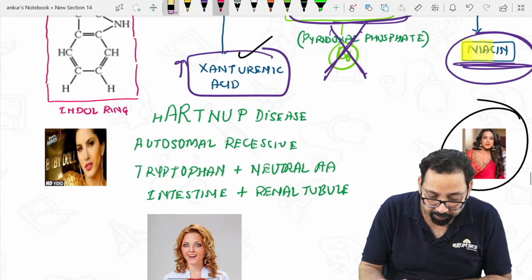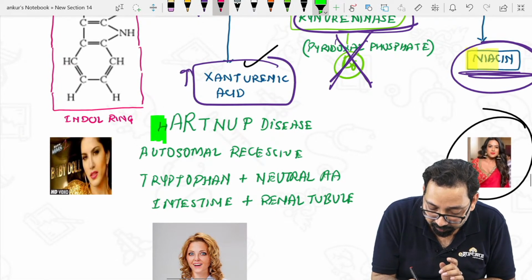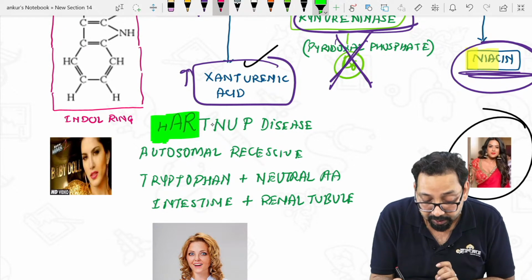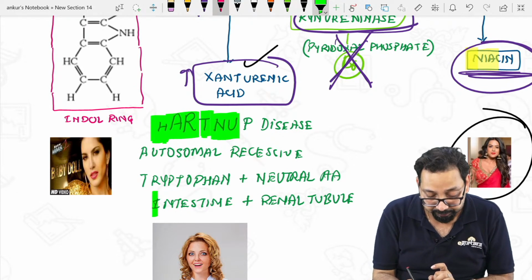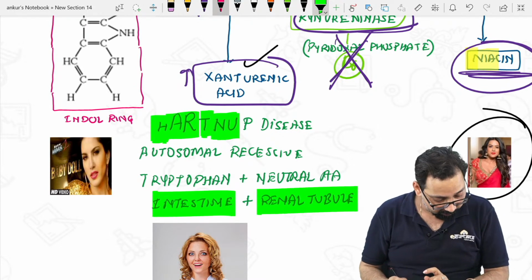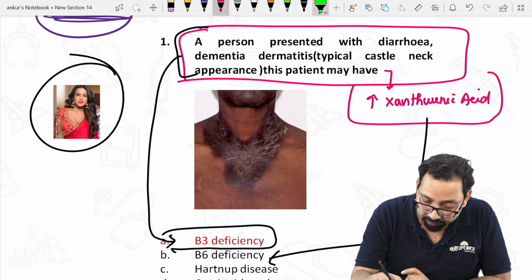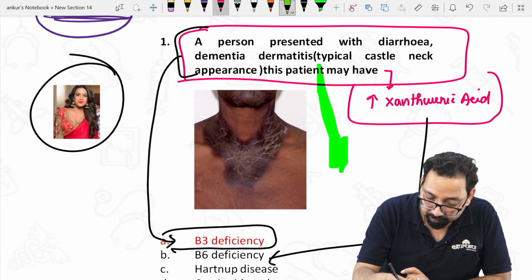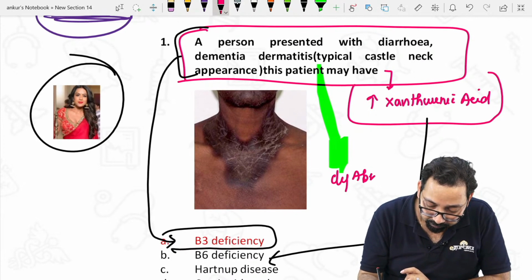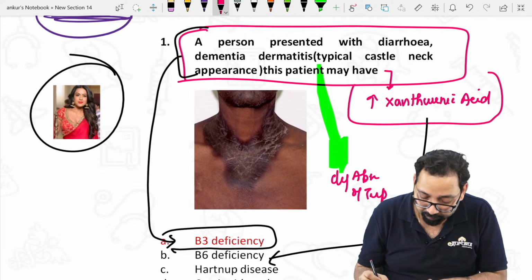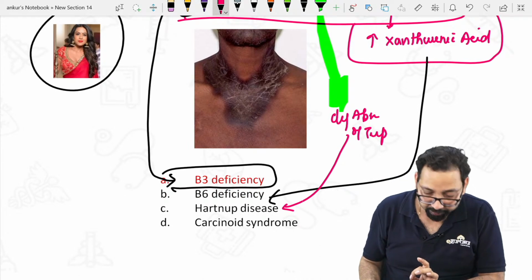Not Hartnup. Hartnup I am telling you. What is Hartnup? Hartnup is an autosomal recessive disease. In this, tryptophan and neutral amino acids are not absorbed in the intestine and renal tubule. So if in the same question they say defective absorption of tryptophan, then you will mark the answer Hartnup. Clear?